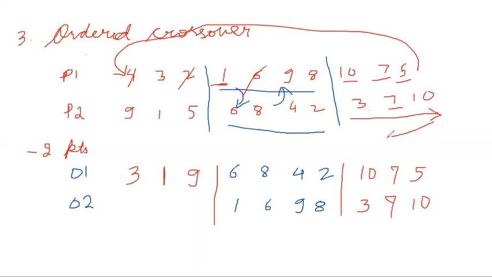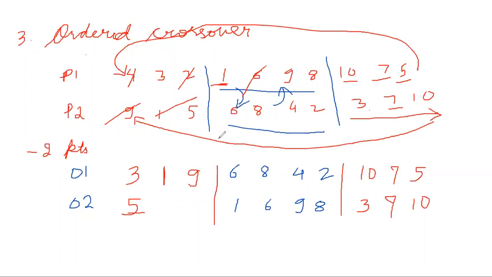Now I move in a circular direction to this position in my parent 2, 9. If I see 9, it is already occurring, so I cannot use it for filling. So this is still vacant. Next is 1. 1 is also already occurring, so it cannot be used. I cross it. Then I go for 5. 5 is not there, so I can fill this vacant position with 5.